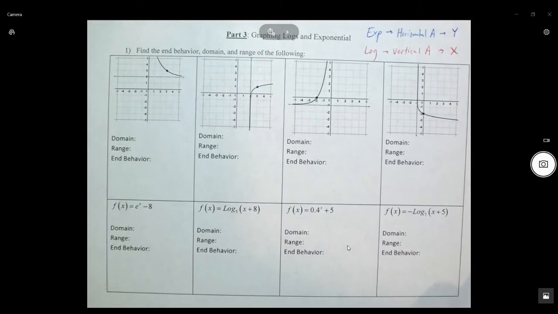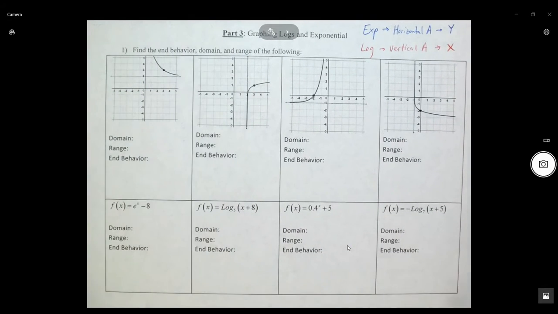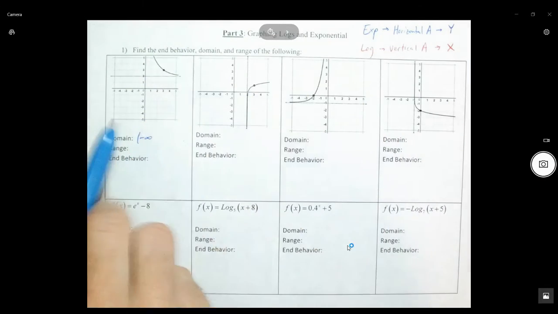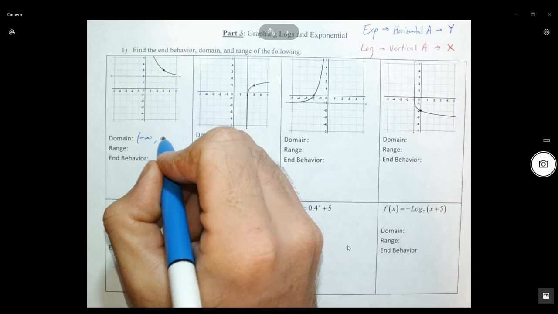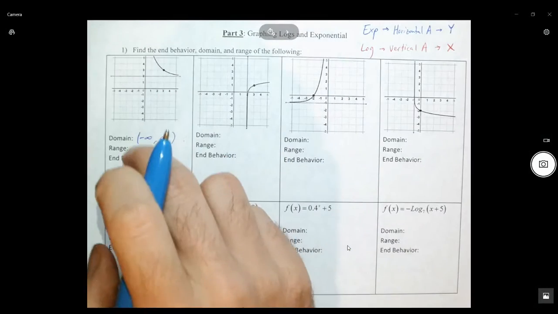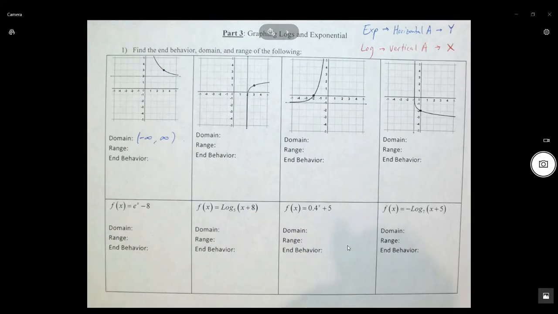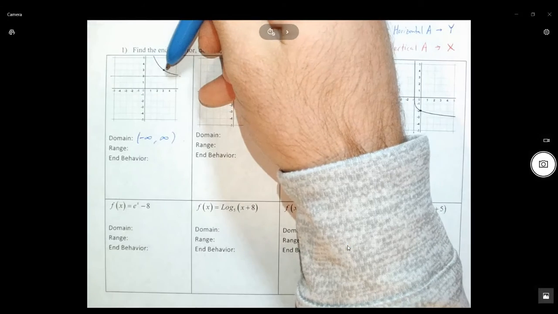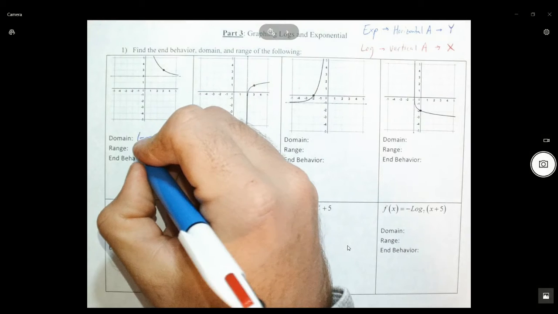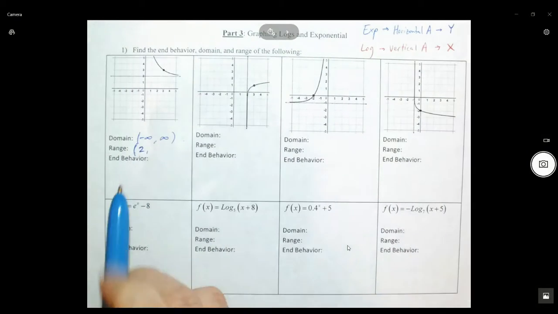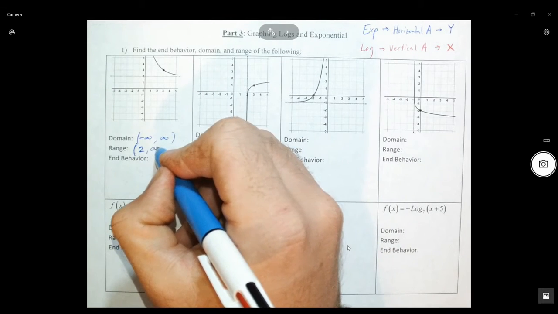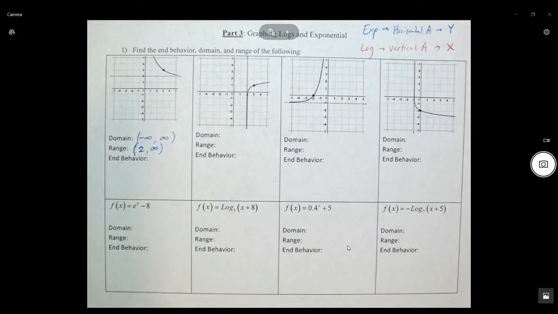All right, so to find domain, I'm looking at left and right. So will my graph ever stop going left? The answer is no, so it goes to negative infinity. It will also never stop going to the right, so that's positive infinity. All right, because of the horizontal asymptote, though, I do have a restricted range, bottom to top. So my graph does have a floor here. There's a restriction on the bottom of it. So that floor is at positive 2. I'm not allowed to touch it, so I can't put a bracket. I put a parenthesis here because I'm not allowed to touch positive 2. And then there's no ceiling here, so I can go all the way to positive infinity.